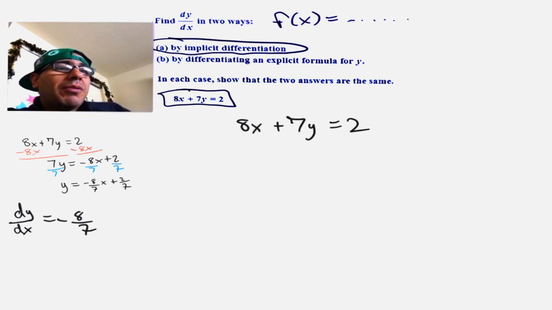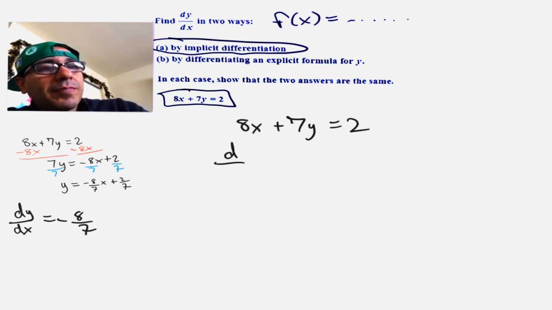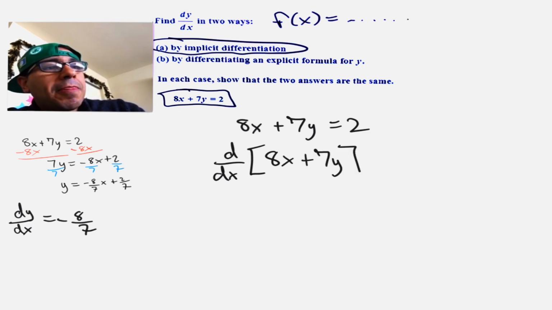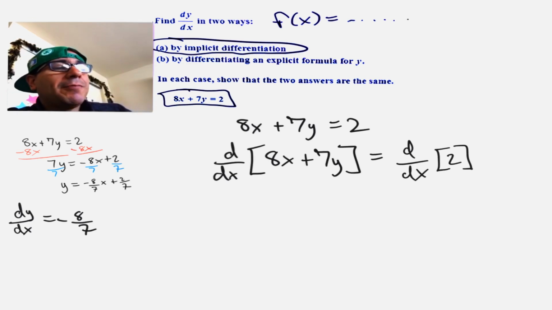And what the process tells us right away is that we're going to take the derivative of both sides with respect to x. So we're going to take the derivative of both sides with respect to x.